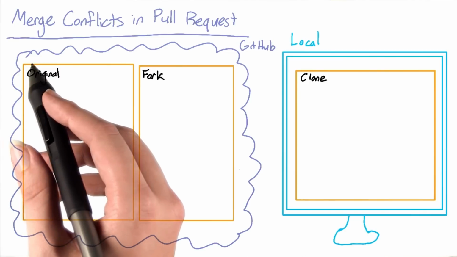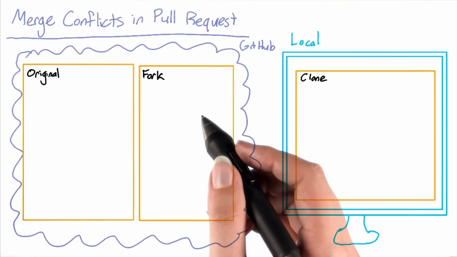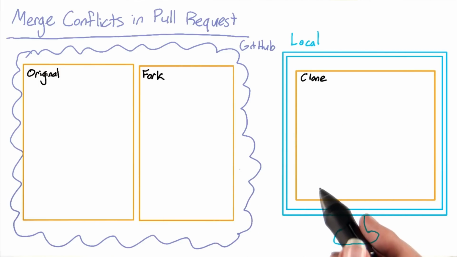While you're making a contribution to the Create Your Own Adventure story, you may find that your pull request can't be merged because of merge conflicts. Here's how that could happen and how you could fix it.